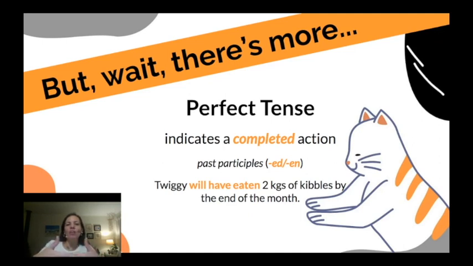In other words, she would have completed the action of eating, so she would have eaten those 2 kgs of kibbles by the end of the month at that future date, which is obviously a month away.